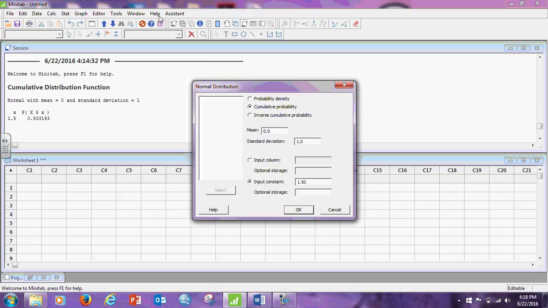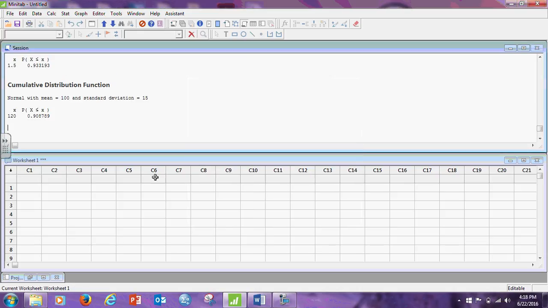We can also do ones where we change, like we saw in 5.3, where we actually change the mean and the standard deviation. So in this case, in part B, the mean was 100 and the standard deviation was 15. And our input constant in this case is 120. Click OK, and we're looking to find the probability of a value less than 120 is 0.9088. Don't forget to round correctly, and we normally take these probabilities to 4 decimal places, so 0.9088, or about 90.88%.